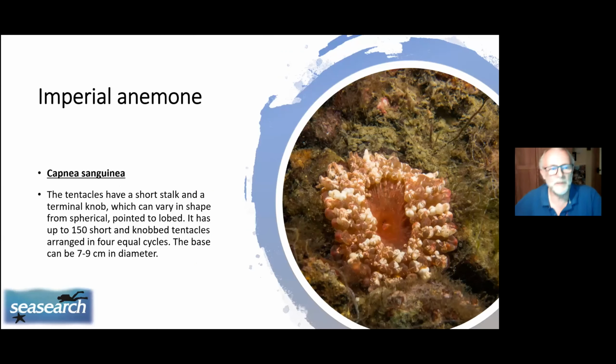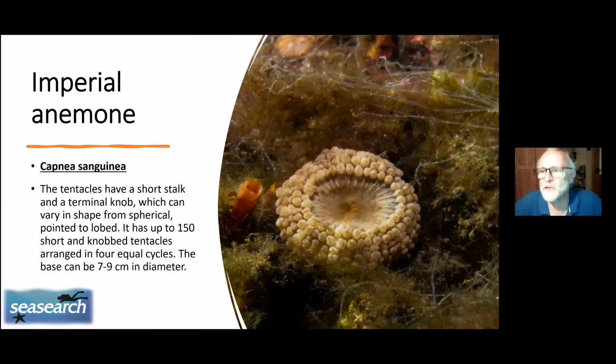Imperial anemones are quite distinctive as well. They have these short, knobbly terminal knobs. There's about 150 of them, and they're arranged in circles. So you will find that each row of knobbed tentacles is in circles, called Capnea sanguinea because of its blood-like color. But wouldn't you know it, we also get white ones and other colored ones. But these are quite distinctive once you see them. There's not much mistaking them.